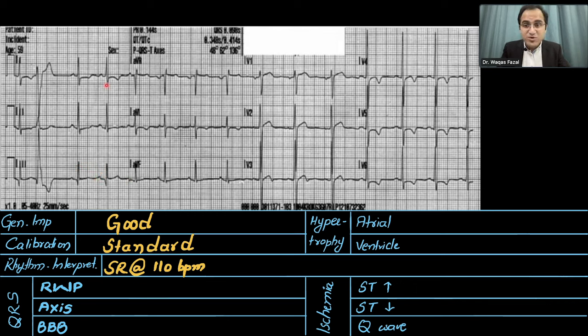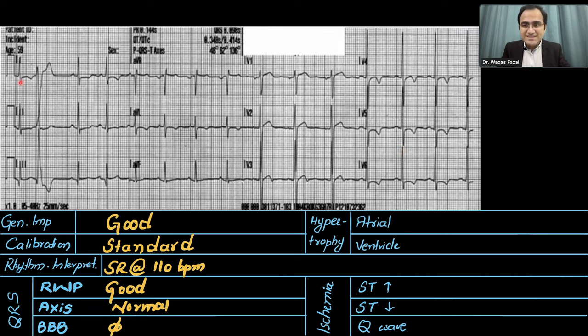Let's look at the R wave progression. The R wave progression over here looks pretty good because they are positively deflected and it is negatively deflected in AVR, which is normal. Let's look at the precordial leads. It is negatively deflected in V1 and it is somewhat positively deflected, which is not normal. V5, V6 are positively deflected. So overall, it is a good R wave progression. It's not very bad. There is some pathology over here as well.